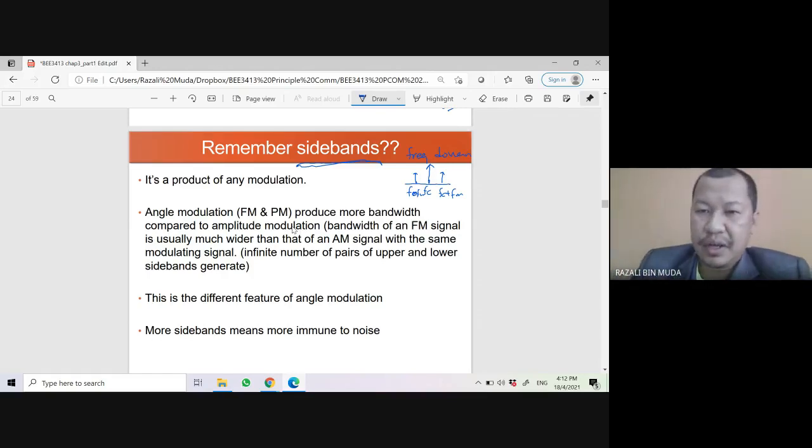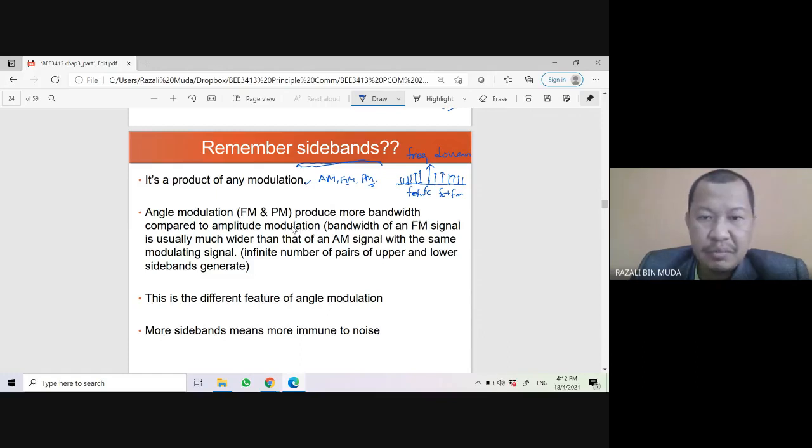That is for AM. But in FM, we will have many significant upper sidebands and also more than one significant lower sideband. It is a product of any modulation, either AM, FM, or PM, but PM we are not discussing. Now we are discussing FM. So it is also a product of FM modulation: sidebands.